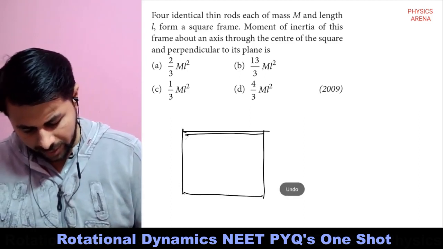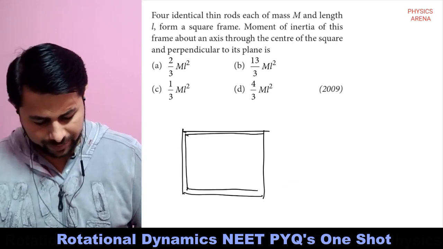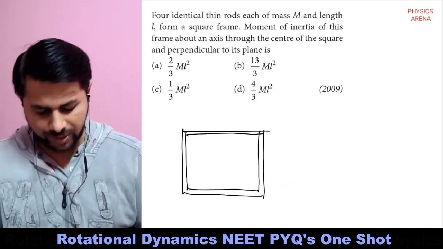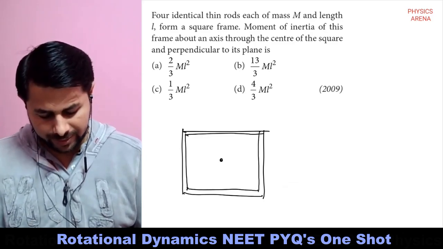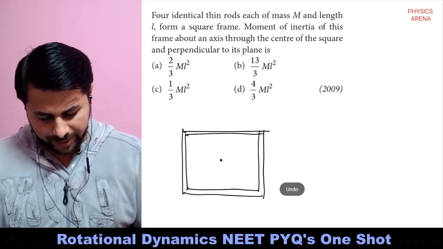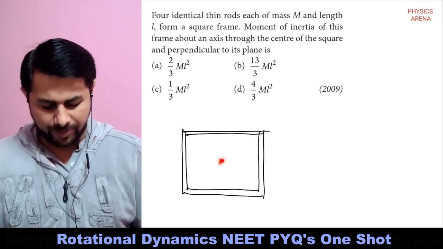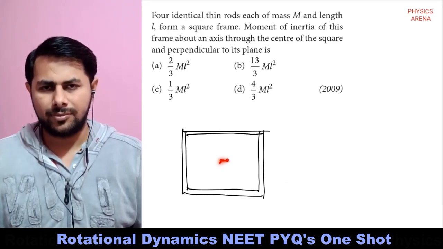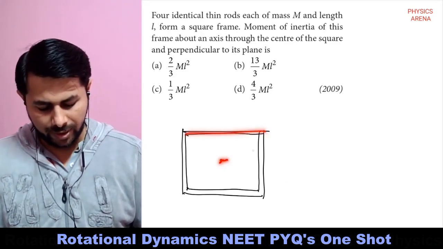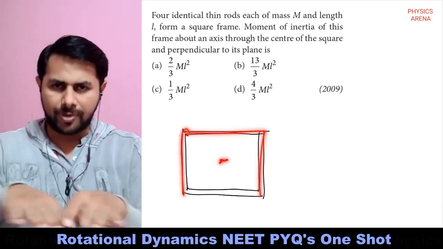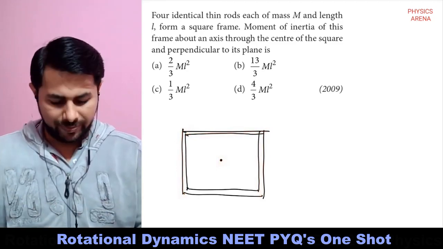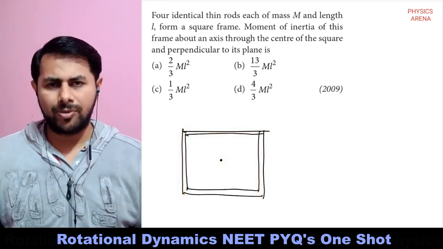So you have a frame like this. You want the moment of inertia of this about an axis which passes through this central point and is perpendicular to all of these rods. I mean, it's perpendicular to the plane of the frame. How much would be the moment of inertia?